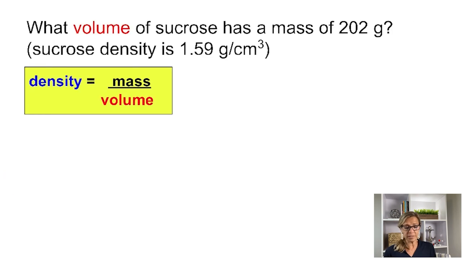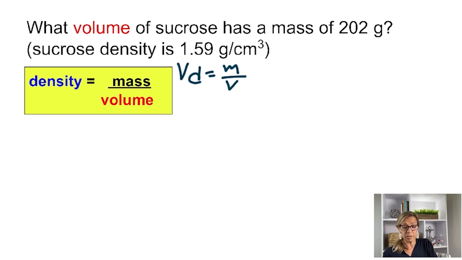All right, let's use our density formula to find not density, but volume in this case. So what volume of sucrose has a mass of 202 grams? And we know the density of sucrose. We look that up in a table. And we want to find the volume. So the first thing we need to do is rearrange this equation. So I've got density is mass over volume, and I want to get volume by itself.